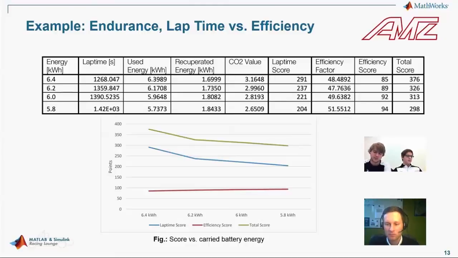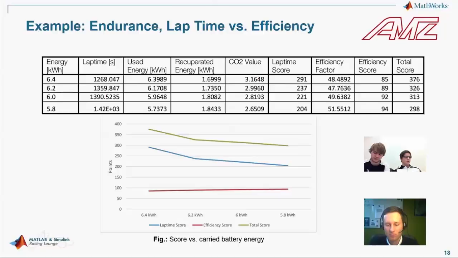And what we saw there is that the lap time score is decreasing much faster with decreasing energy than the efficiency score is increasing. So we see this in the plot below. The green line is the total score, and with decreasing energy we are losing points, although the efficiency score is increasing a bit, but it's increasing too slowly to be better than the lap time score.